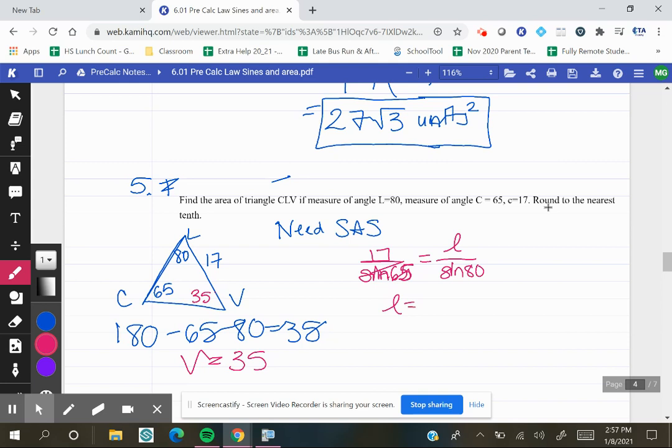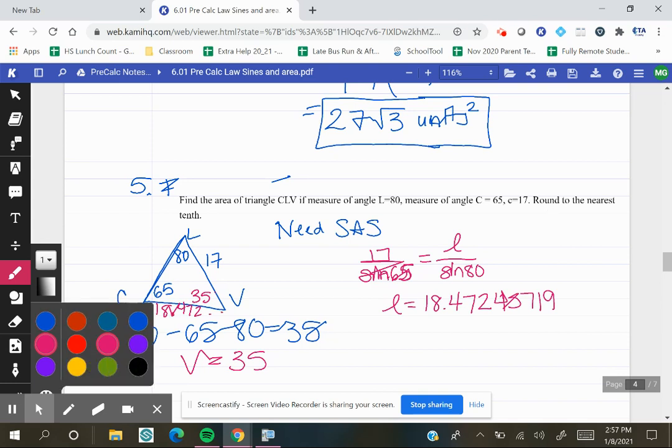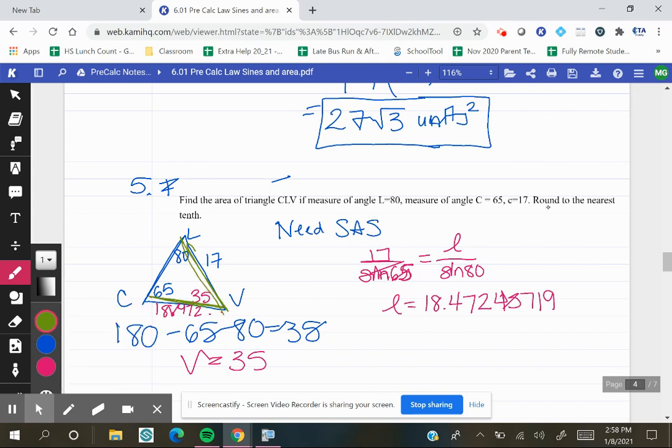All right, so you should have gotten 18 point, and I'll write out the whole decimal, 18.47245719. Now I have side angle side. So I have the side 17, this side L, and the included angle, which is V.